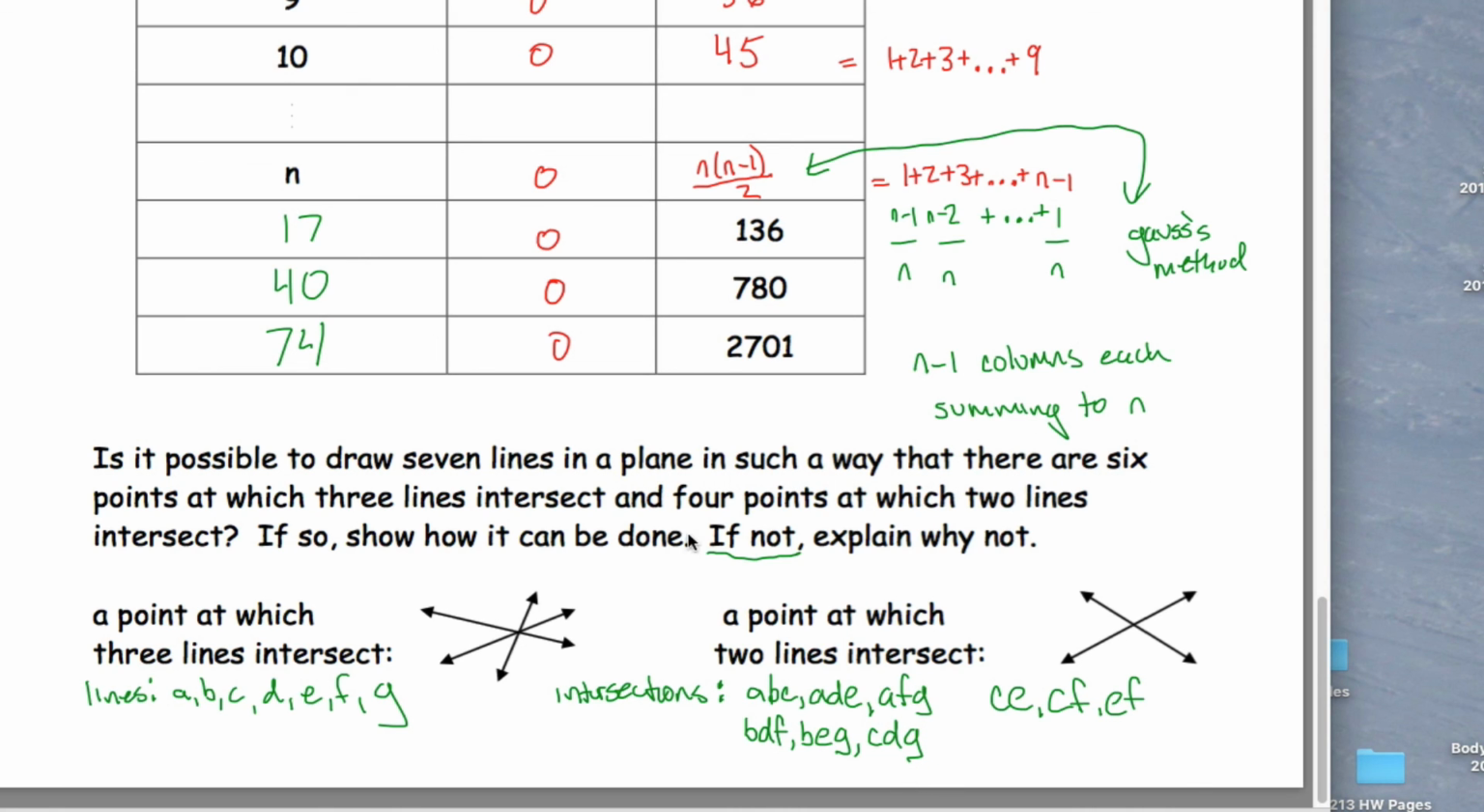Can you list them in such a way that there are 6 points at which 3 lines intersect? Sure, it could intersect like this. And 4 points at which 2 lines intersect? Nope, I can only find 3. Not possible. I don't know. I guess my explanation that I've talked about will hopefully suffice as a solution.